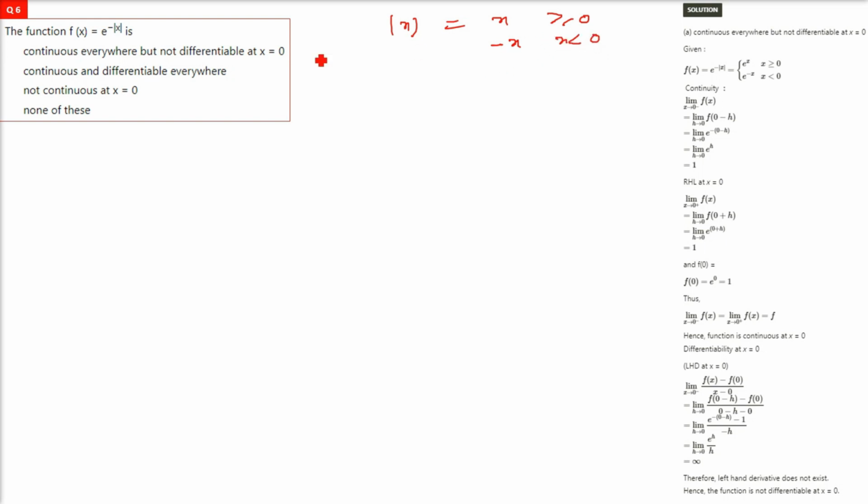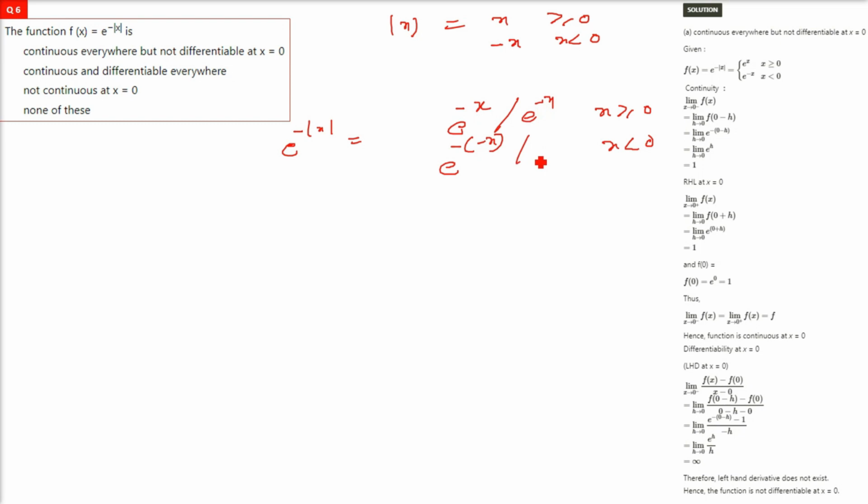So modulus x is x when x is greater than or equal to 0. It is negative x when x is less than 0. By now you might have mugged it up. You have been fed with this modulus x a number of times. So when x is greater than or equal to 0, replace modulus x by just x, so it will be e raised to the power minus x. When x is less than 0, you have to replace modulus x by negative x, so it will be e raised to the power minus of minus x.